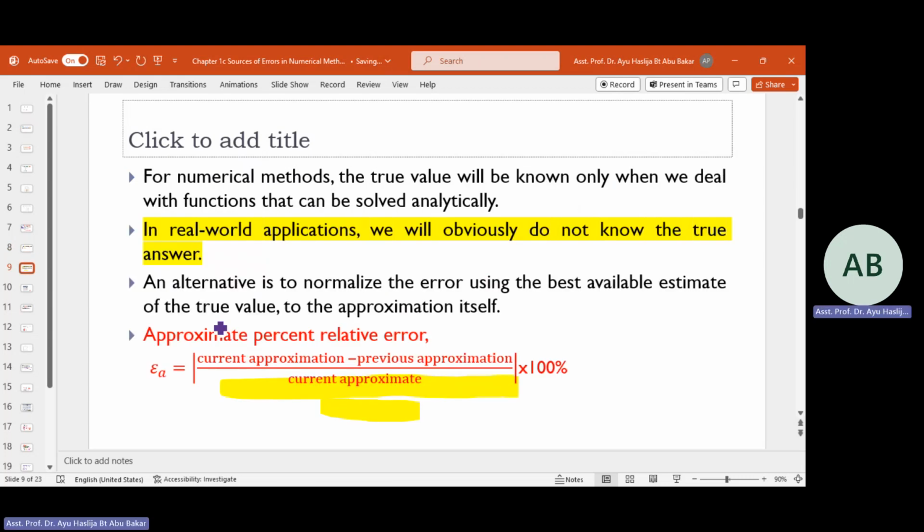Whereby another one is the approximate percent relative error, EA, which uses only the approximate value, not the true value. So we have ET, true error, and EA, approximate error. This one is the most common error that you will use.